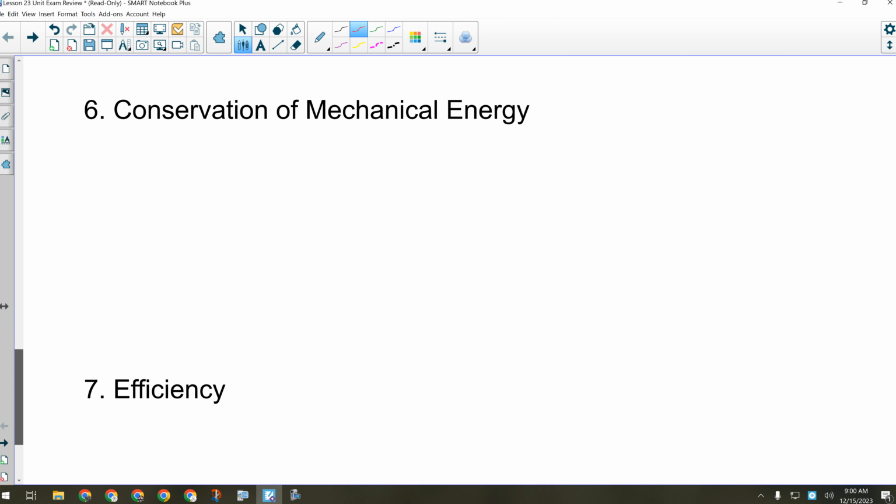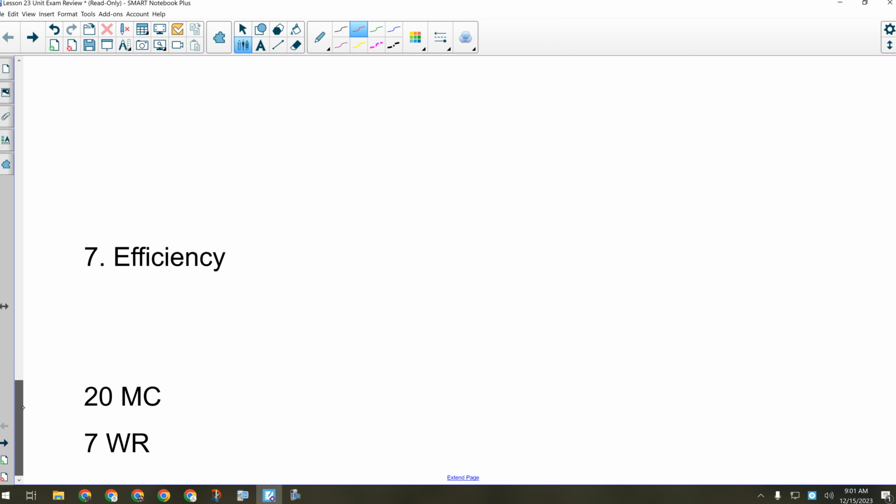For efficiency, like I said, we haven't gone over it yet, but it's a pretty straightforward concept. It's the percentage of the energy input that actually does useful work. So if I use 100 joules of energy, but I only manage to do 50 joules worth of actual work, then I'm only 50% efficient. Basically, efficiency is just calculating a percentage by taking how much work you did and dividing it by the amount of energy required to actually do it. And then you get your percent efficiency. We'll talk about some examples of efficiency on Monday.